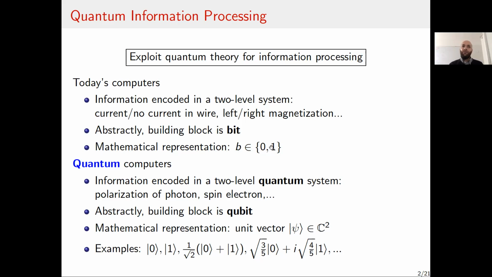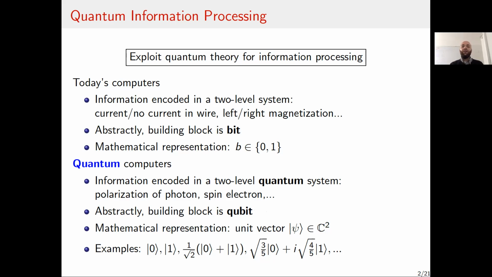Okay. So now I'm going to be talking about quantum computers, which are computers that use the laws of quantum mechanics. This building block, whose state was represented by a bit, will now become what we call a qubit, a quantum bit. Now, instead of encoding information in what we call a classical system, which has two distinct states, like either current or no current, it will be what we call a two-level quantum system.